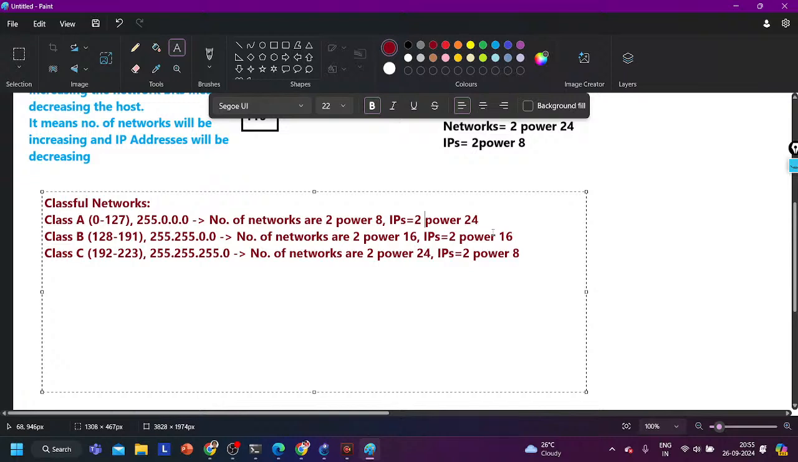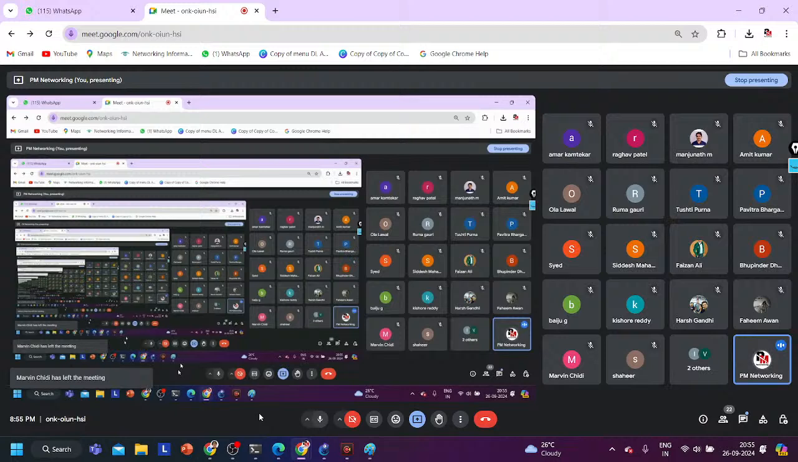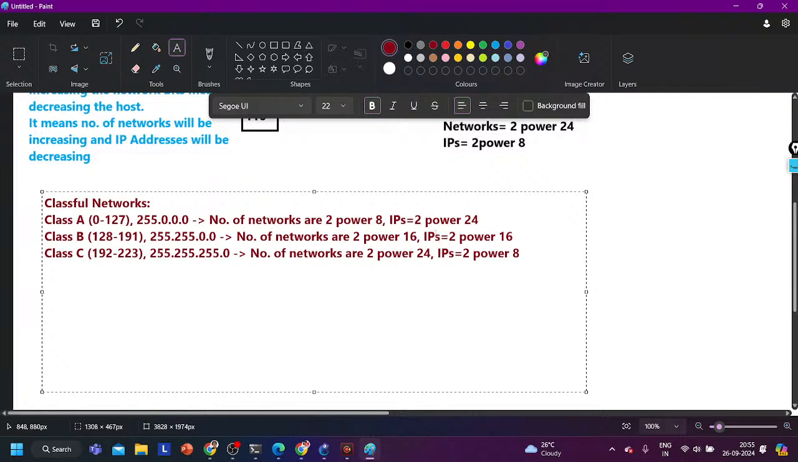Clear? Any question till here? Anybody? Clear? Now we are going to understand subnetting. Guys, the issue here is, by default the minimum IP addresses which I will get is 256 in class C, right? Either I can have 256 IP addresses, or I can have 2 power 16 IP addresses, or I can have 2 power 24 IP addresses. Only these three options are there.